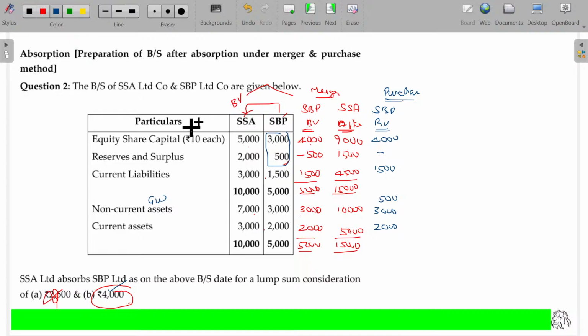Now you can prepare the combined one. SSA after merger, after merger or purchase, after amalgamation. 5,000 plus 4,000, 9,000. Reserves and surplus 2,000. Current liabilities 3,000 plus 1,500, 4,500. And non-current assets 7,000. The goodwill is there, 500 rupees. Non-current assets 7,000 plus 3,000, 10,000. 3,000 plus 2,000, 5,000. 1,500. Balance sheet total. Clear?